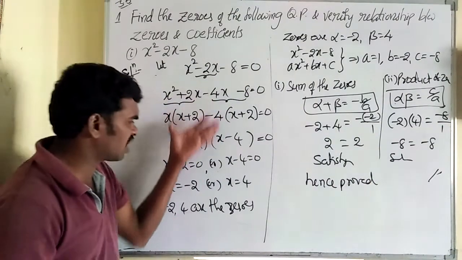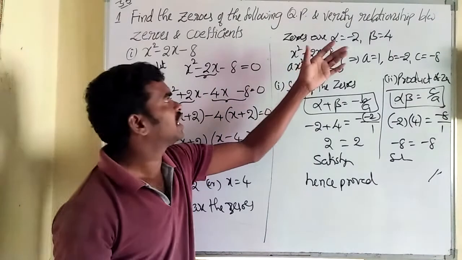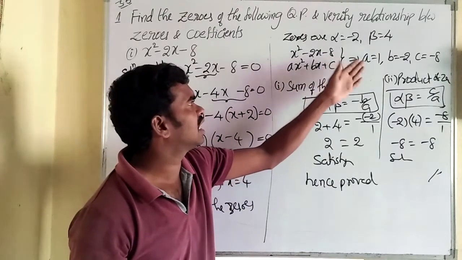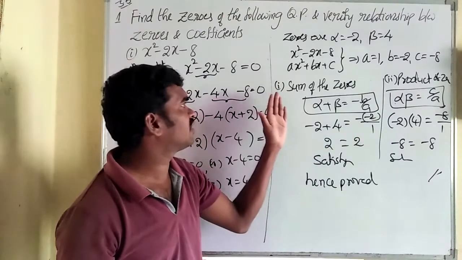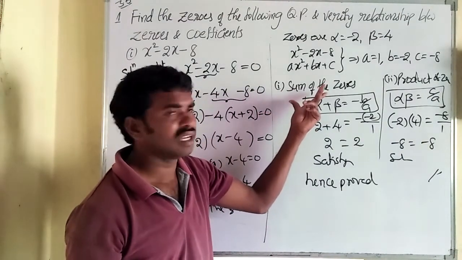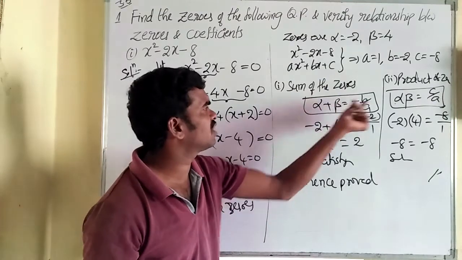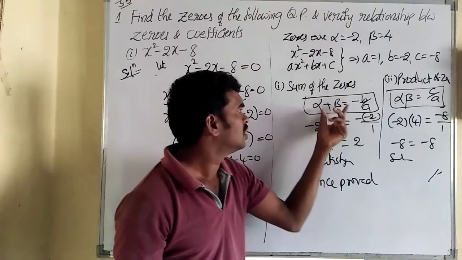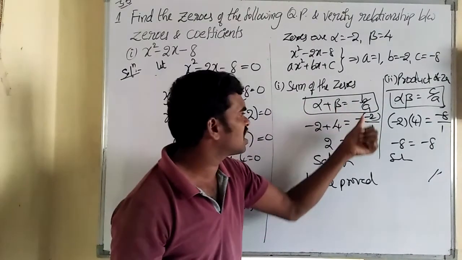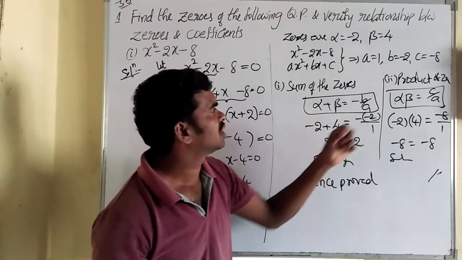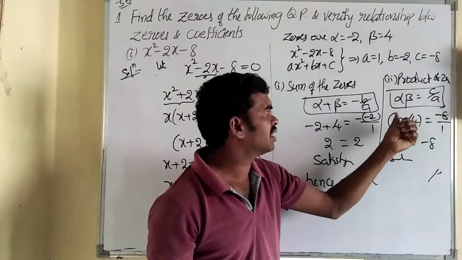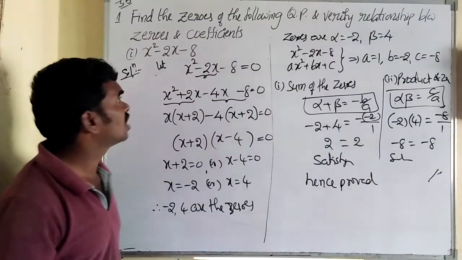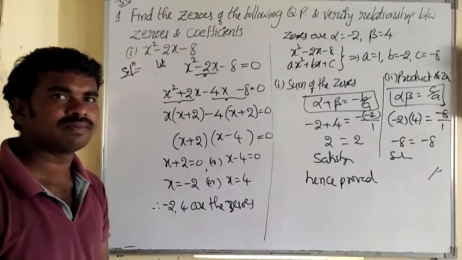See once again, first we have to find the zeros and then take one as alpha, the other as beta, and compare with ax square plus bx plus c. Then write down what is a, what is b, what is c. Then verify the relation between zeros and coefficients. Sum of the zeros formula, what? Alpha plus beta equals minus b by a. This we have to remember. Substitute the alpha value, beta value, b value, a value. We check whether it is satisfying or not. Similarly, write down the product of the zeros formula and substitute alpha value, beta value, c value, a value, and we get the solution. So let us take one more question for your convenience.